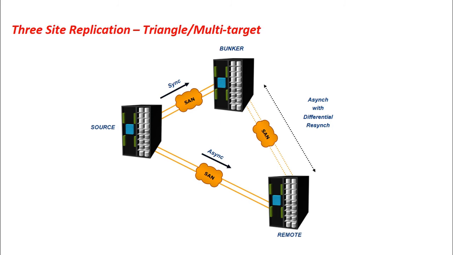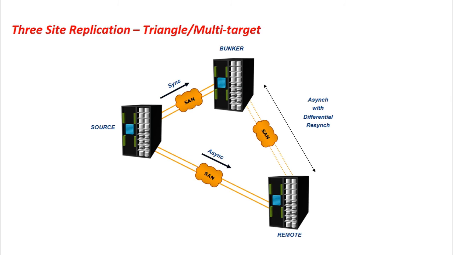The triangular multi-hop multi-target configuration provides a consistent recovery point objective, unlike cascade multi-hop solutions, in which the failure of a bunker site results in the remote site falling behind and the RPO increasing. The key benefit of this three-site triangle or multi-target replication is the ability to fail over to either one of the two remote sites in case of source site failure.